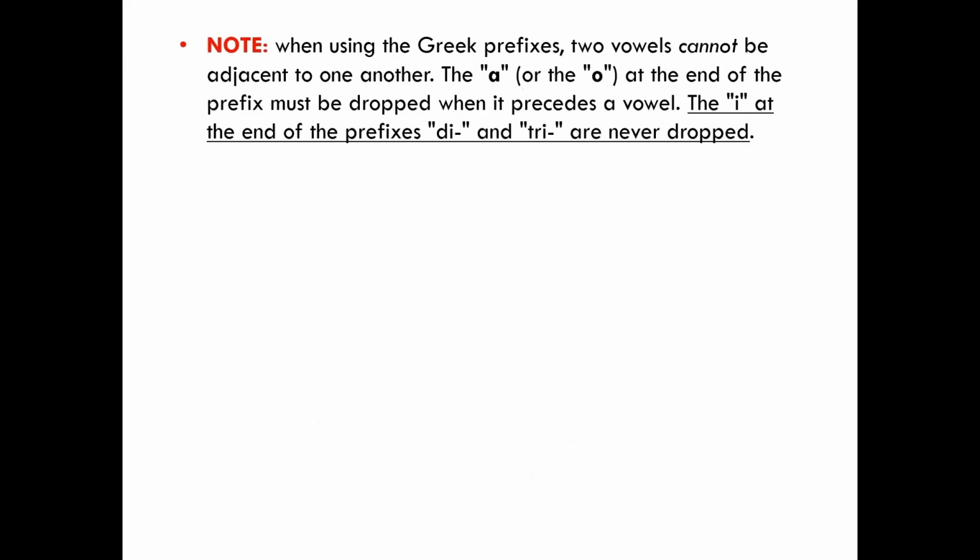Okay, so here, you must take note of a very important restriction that scientists have placed on the naming of covalent compounds. When using Greek prefixes, 2 vowels cannot be adjacent to one another. The A or the O at the end of a prefix must be dropped when it precedes a vowel in the name of a compound. However, the I at the end of the prefixes di and tri are never dropped. Okay, so what does this look like in examples?